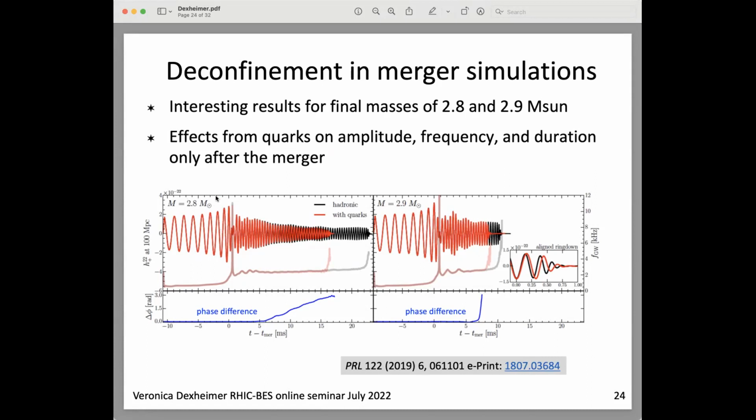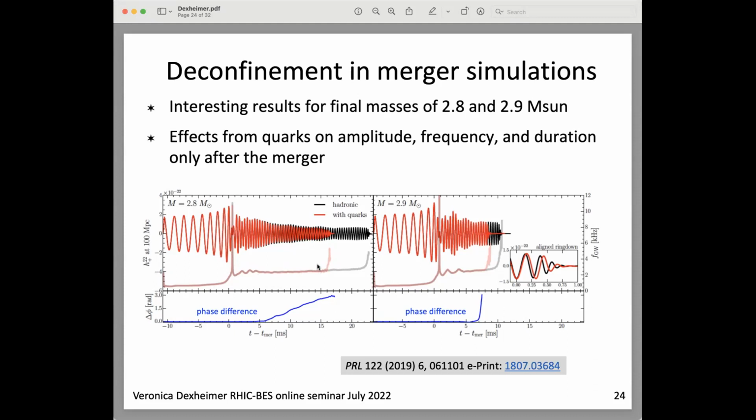So these are the signals. Everything to the left here is before the merger, just because the stars are merging, interacting and tidally deforming each other. But when the merger properly happens, the frequency increases and the amplitude of the wave also decreases. So what we found is that the signal is identical until the merger, but afterwards there's a clear difference, in which this shaded line here is the frequency. The frequency gets modified, the amplitude gets modified, and the signal becomes much shorter when the quarks take over.